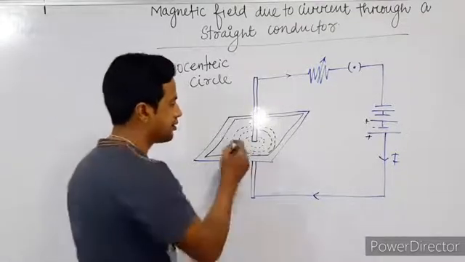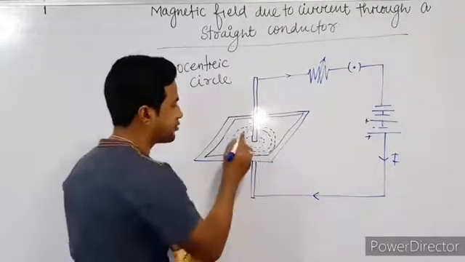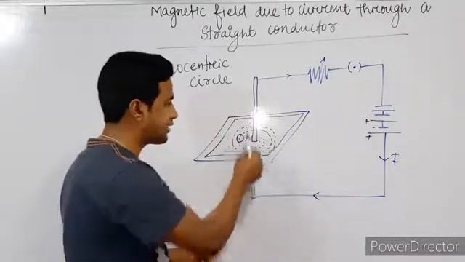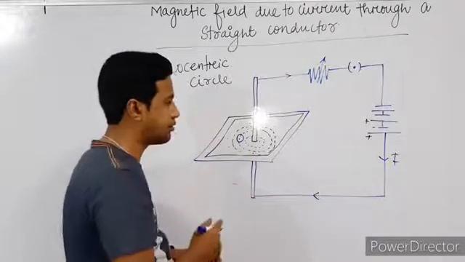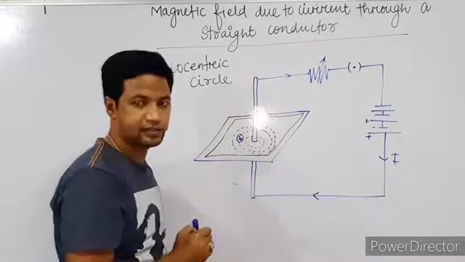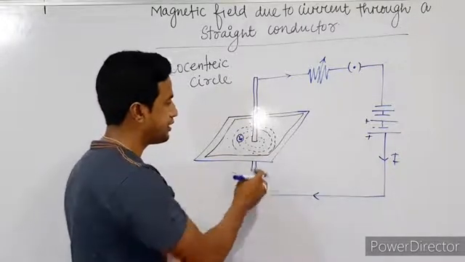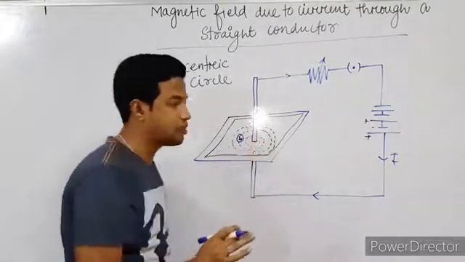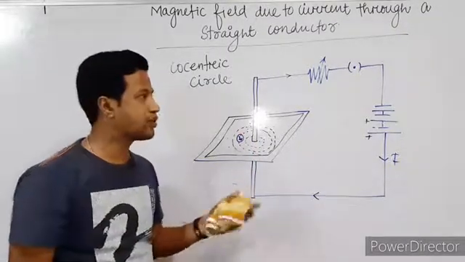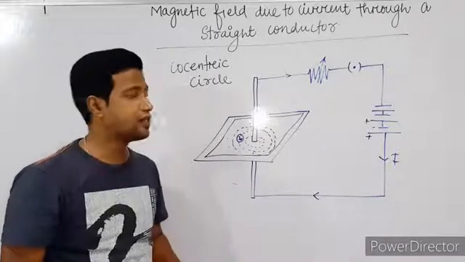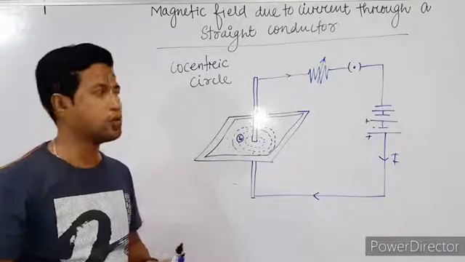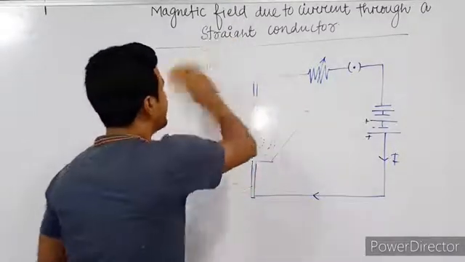Suppose I place a magnetic needle here. As you know, when current is flowing in this direction, my magnetic needle will be deflected like this, because the current is flowing through it. How the deflection is created and how the direction will be, we are going to observe in our next topic. The next topic is Maxwell's right hand thumb rule.